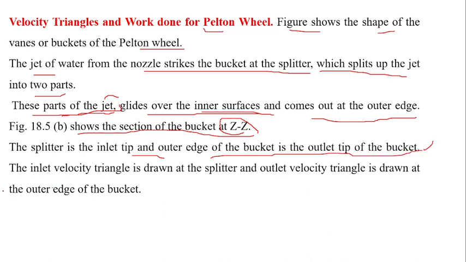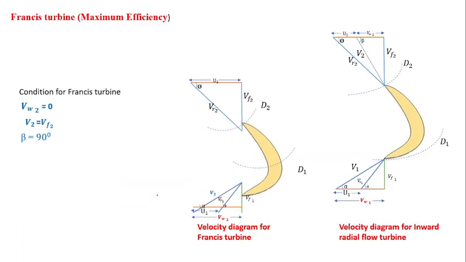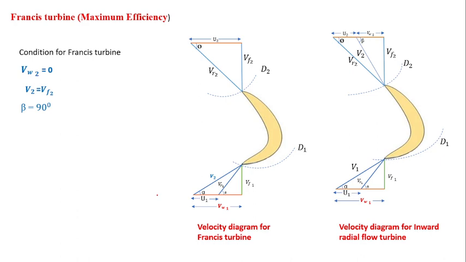The inlet velocity triangle is drawn at the splitter, and the outlet velocity triangle is drawn at the outer edge of the bucket. We already discussed this in class.